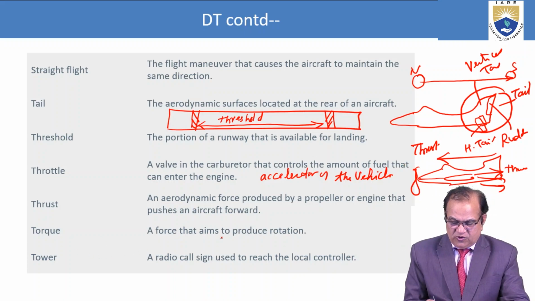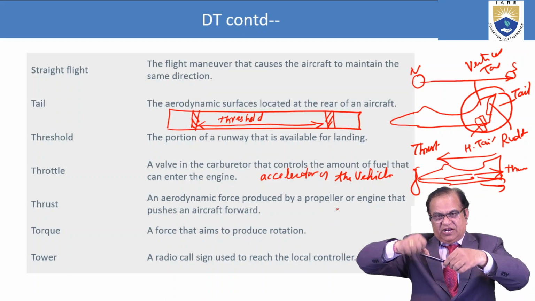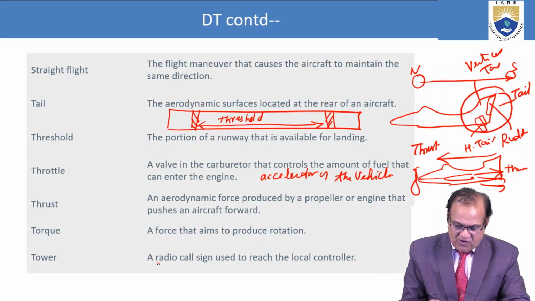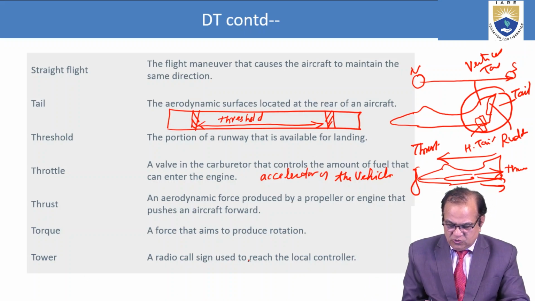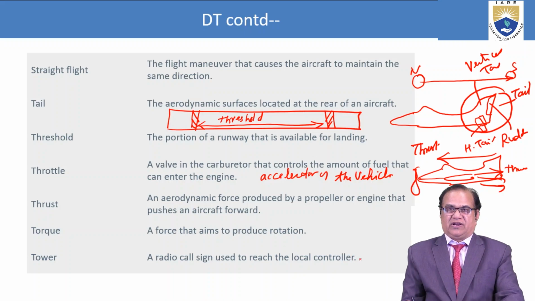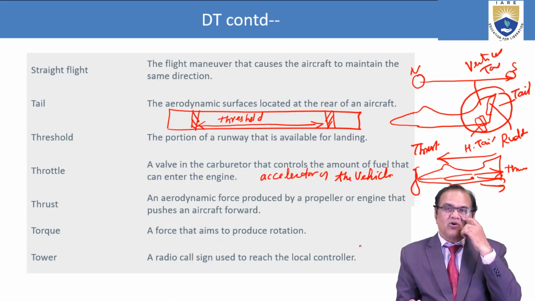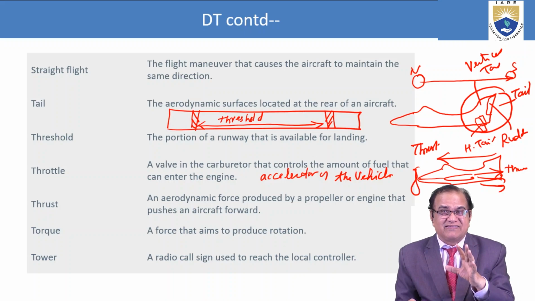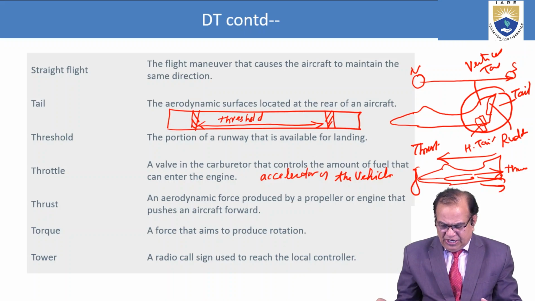Torque: a force that aims to produce rotation. So the force which is trying to twist or rotate is called torque. Tower: a radio call sign used to reach the local controller. So it is a call sign, some numbers are given, that is called the tower.